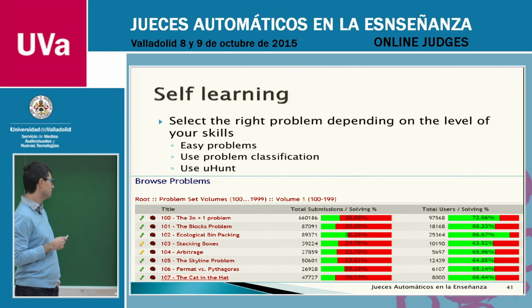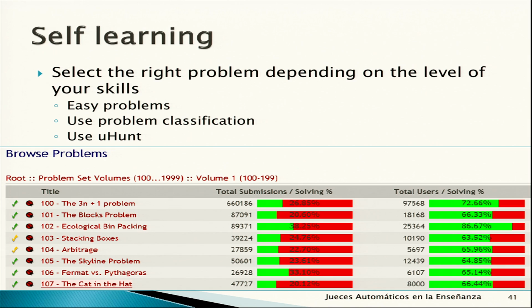I think here you have some hints in the online judge. You can take a look at the number of submissions and the number of accepted ones. If you find a problem that is almost green, it's a good one to start with. And if it's red, maybe later. So start with the easy things.